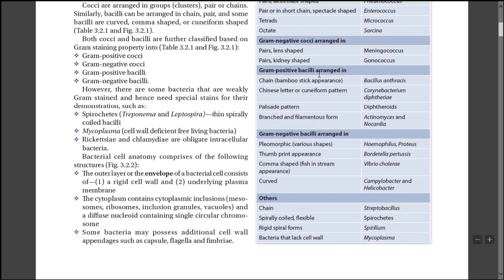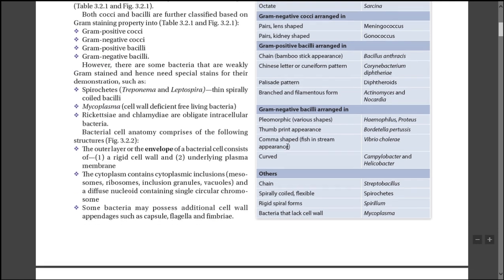If you take gram-positive bacilli, you should remember two important patterns: like a chain, and then cuneiform pattern. Example is Bacillus anthracis for chain arrangement. For cuneiform pattern or Chinese letter-like arrangement, the best example is Corynebacterium diphtheriae.